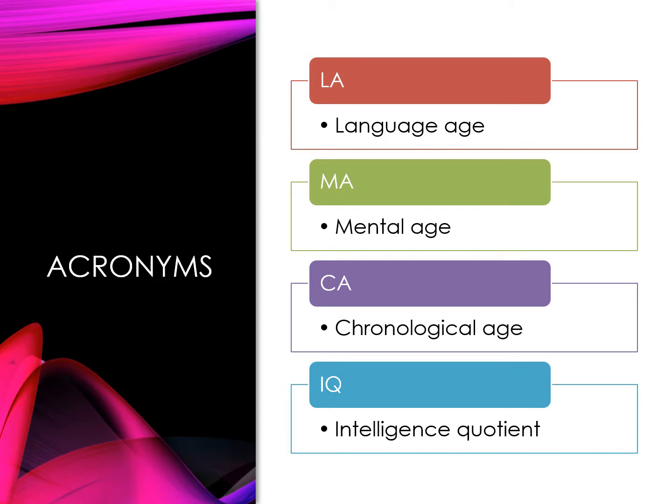To start, I'm going to give you a few acronyms you are going to see in this chapter. LA stands for language age. MA stands for mental age, CA stands for chronological age, and IQ stands for intelligence quotient.